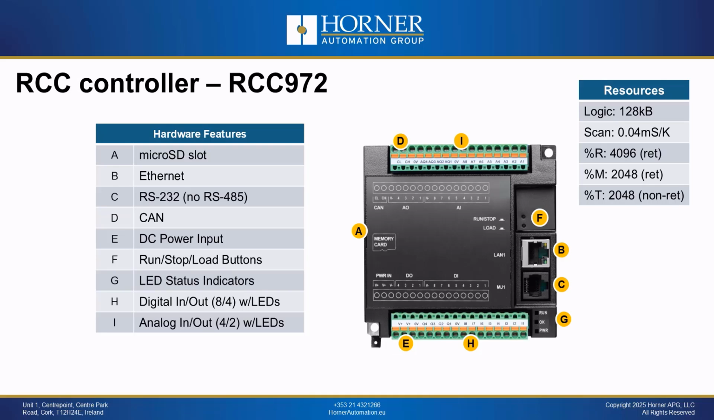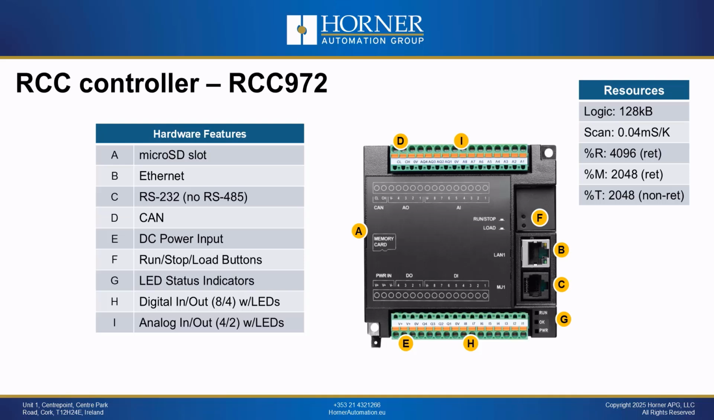Most of the RCCs have similar features. The micro SD slots are common, at least one Ethernet port, and at least one serial port. Those are all common. DC power input. The voltage range may vary from model to model. They all feature recessed push buttons for starting and stopping the controller or loading a new program. They all have status indicators for run and power, and some of them also have additional indicators for network activity. And then where they really vary for the most part is in their I/O complement, how many digital ins and outs and how many analog ins and outs.